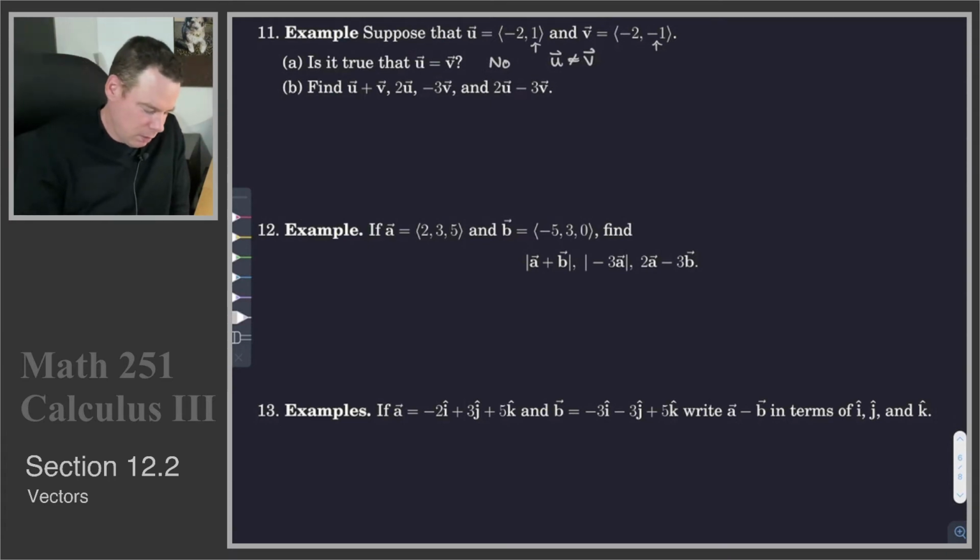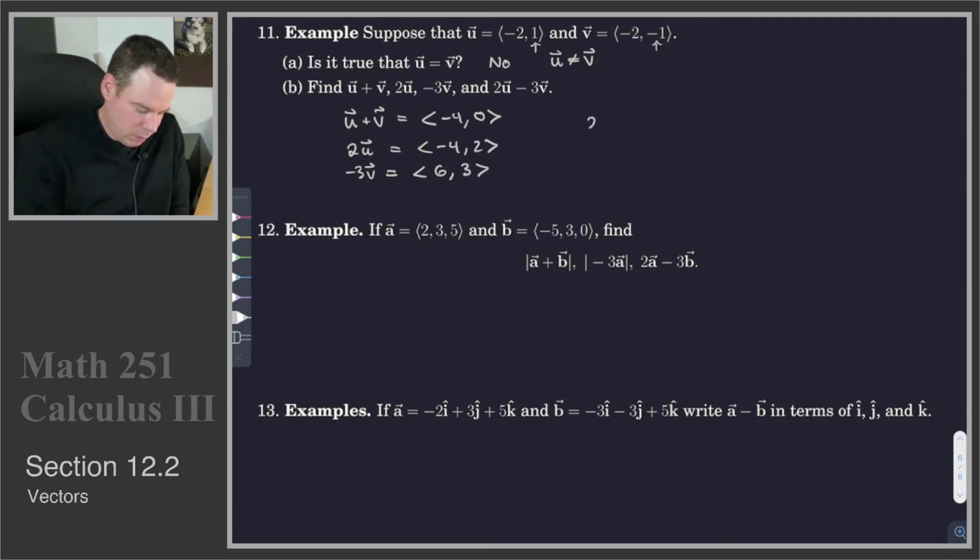Let's find the sum of u and v. So u plus v is going to be -2 plus -2, that's -4, and 1 minus 1, that's 0. What is 2u? That is going to be <-4, 2>. What is -3v? That is -3 times the components of v, so -3 times -2 is 6, and -3 times -1 is 3.